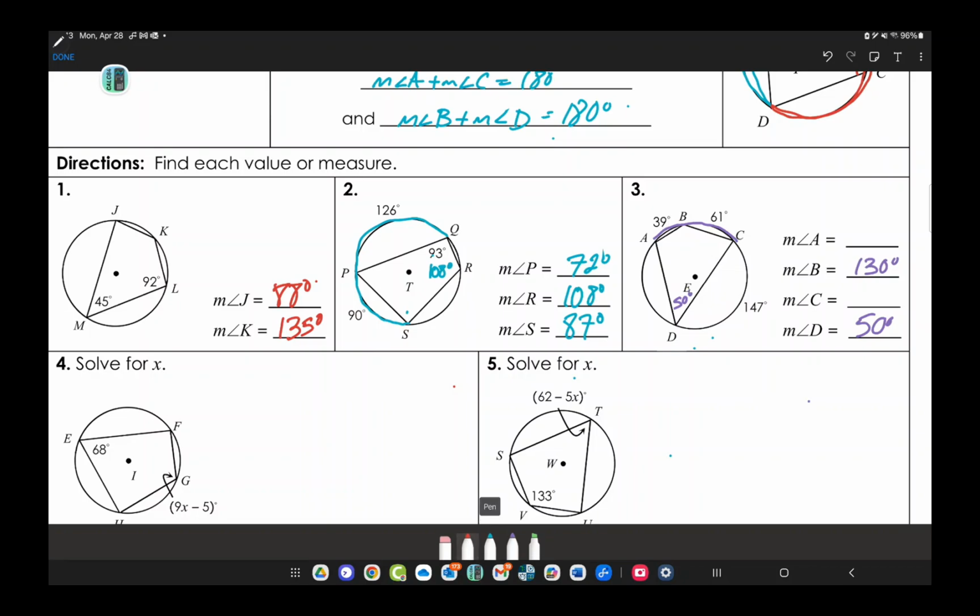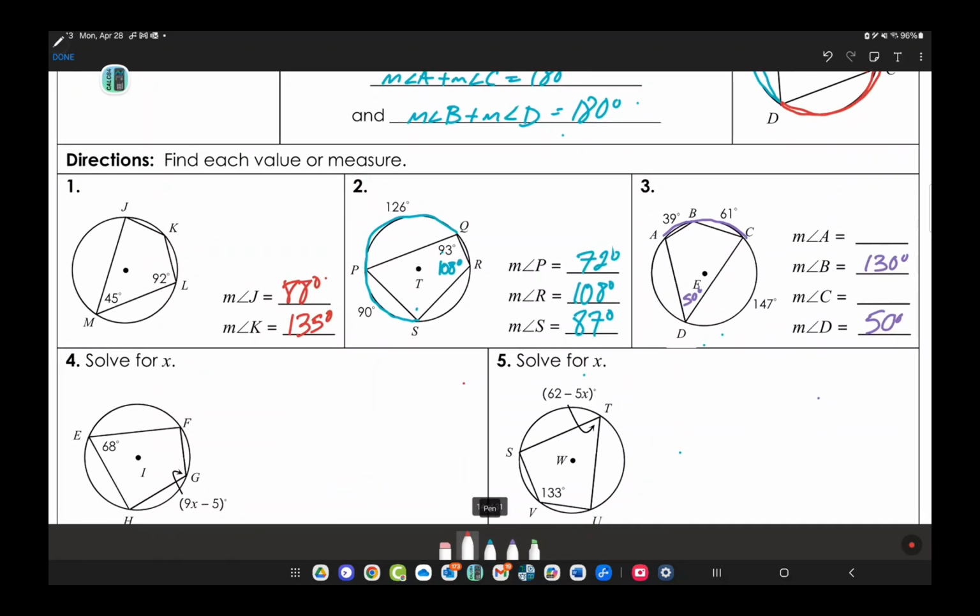Angle A is 1/2 of arc BCD. So since that adds up to 208, angle A is 104. And since A and C are supplementary, angle C must be 76.